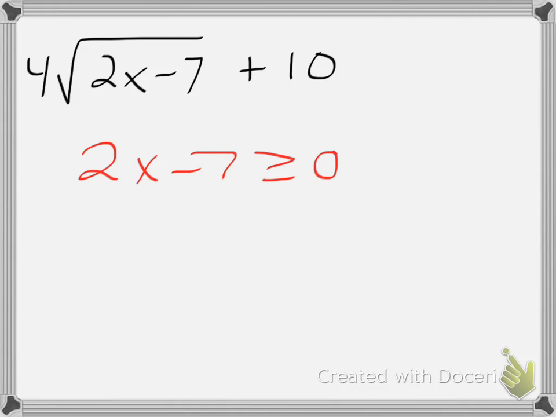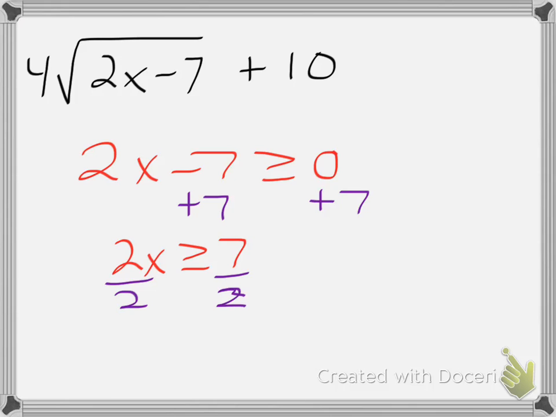So now I'll solve the expression as I normally would. In other words, I will add 7 to both sides. Now I have 2x is greater than or equal to 7. And then I'll divide by 2. And I'm left with x is greater than or equal to 7/2.